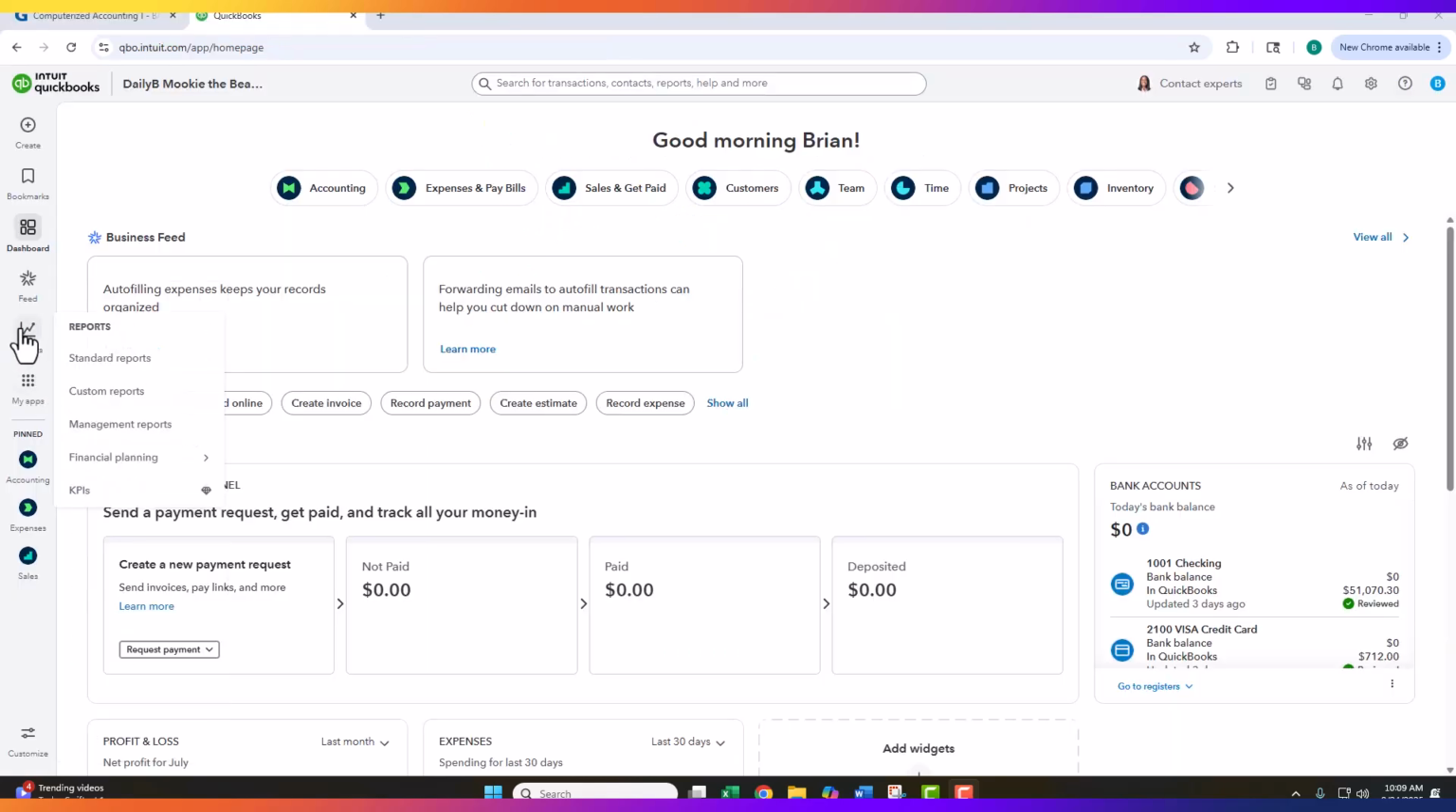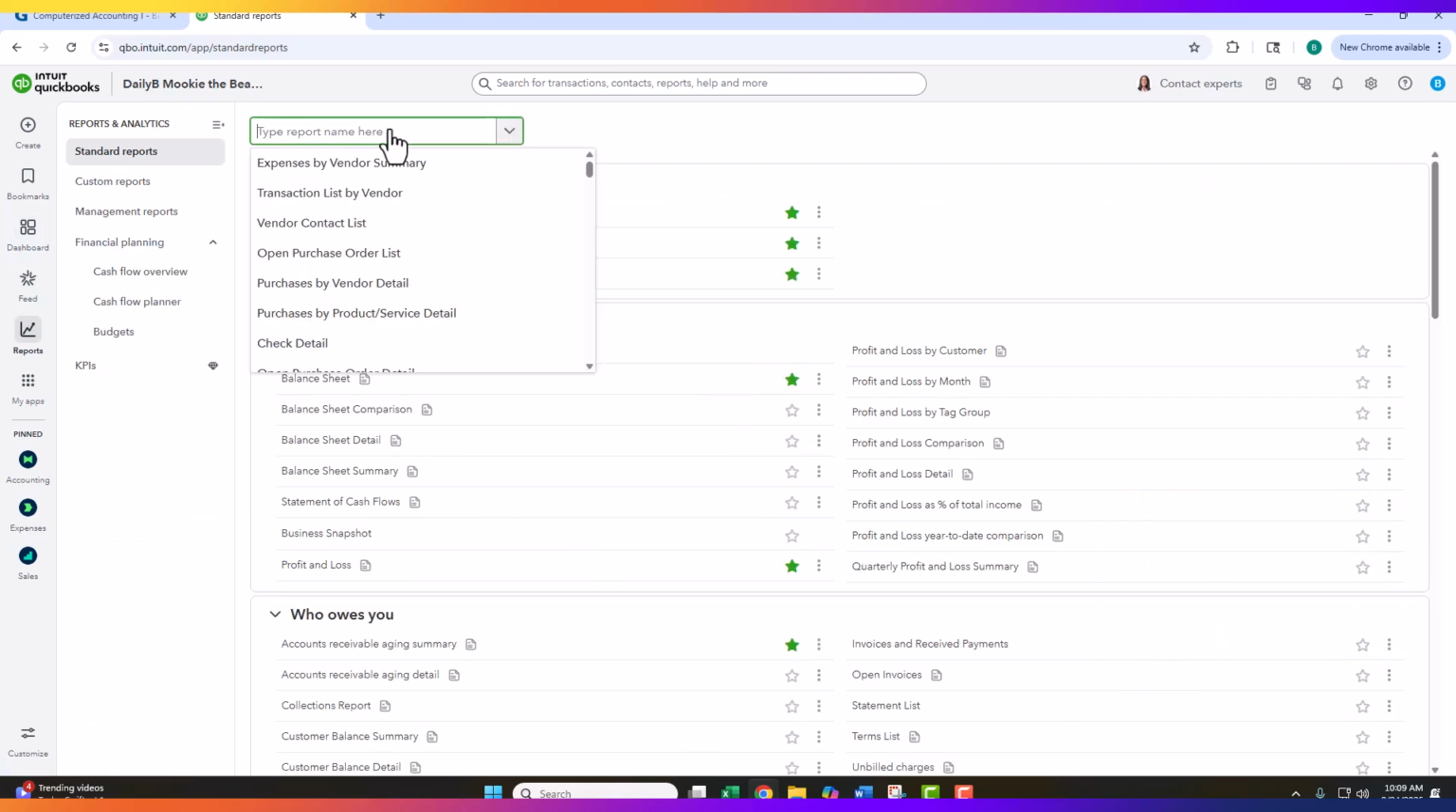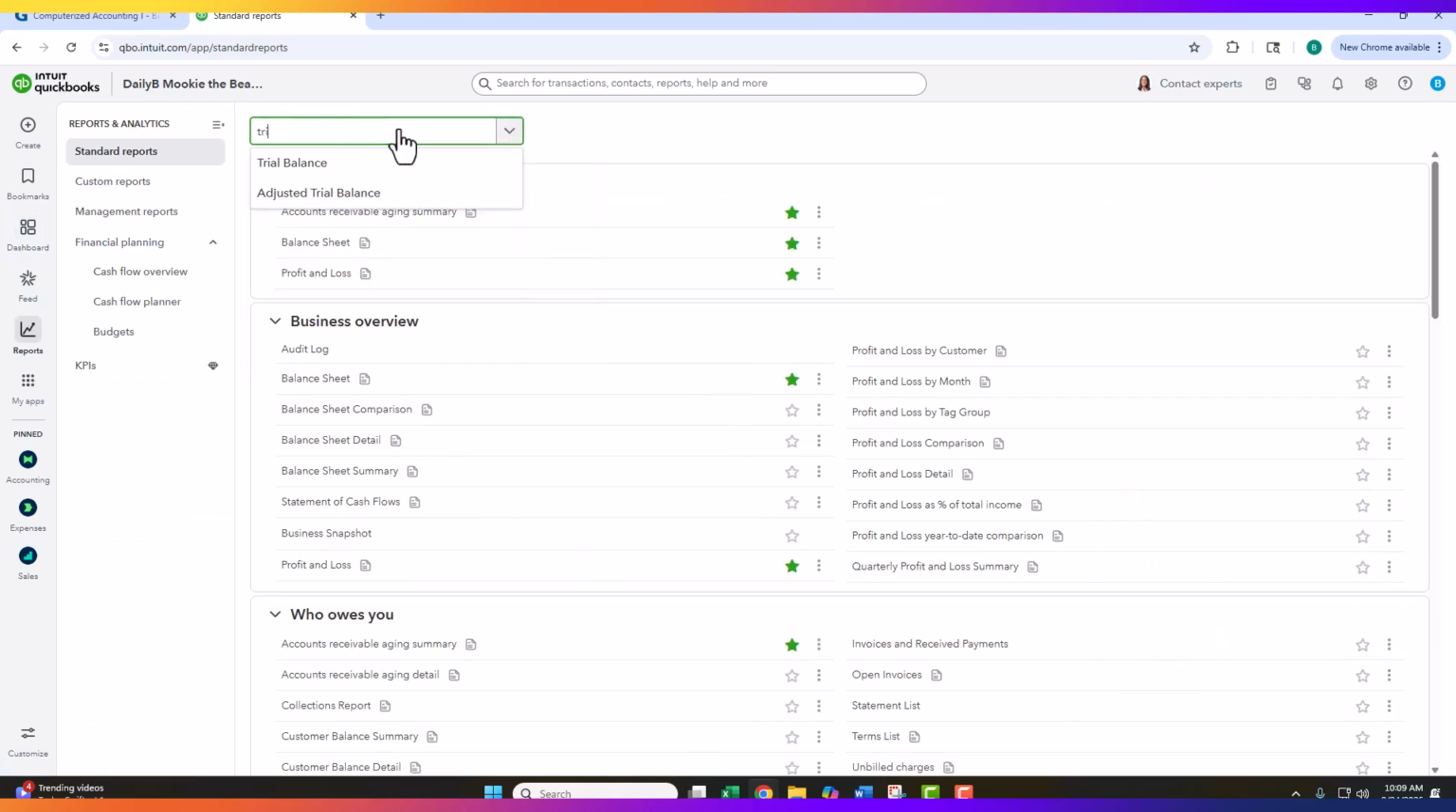So I'm in my company. I'm going to mouse over reports. I'm going to pull up standard reports, and I'm going to run a trial balance report. So I'm just going to type the word trial in the search. There it is right there.